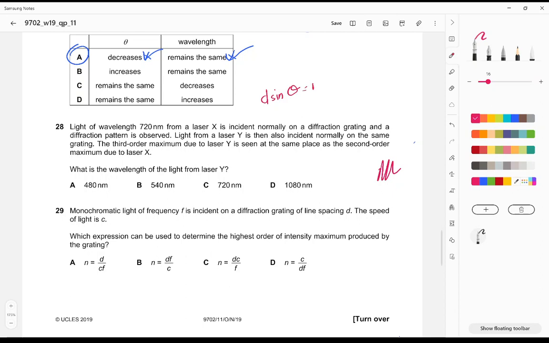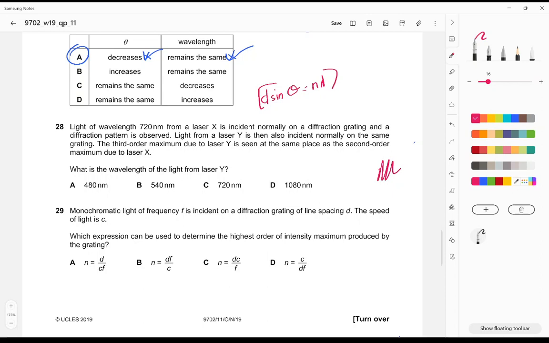D sine theta equals n lambda is the equation that we're going to be using, where D is the number of lines per meter, sine theta is the angle with the normal, n is the order number, and lambda is the wavelength.